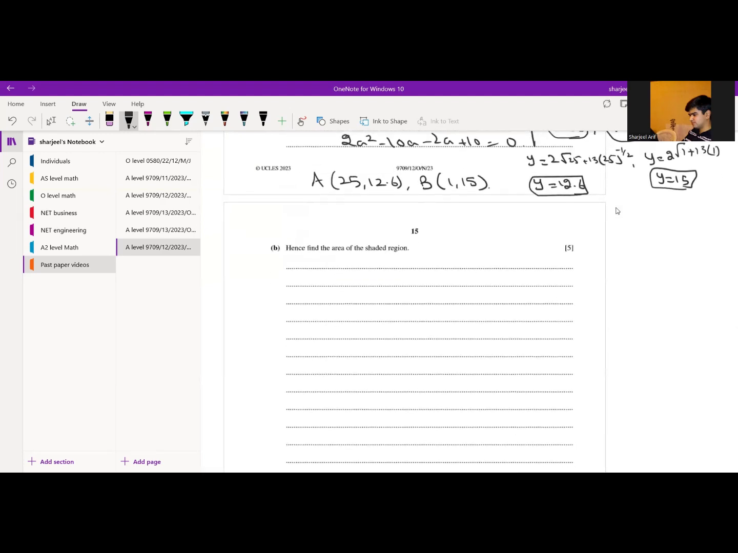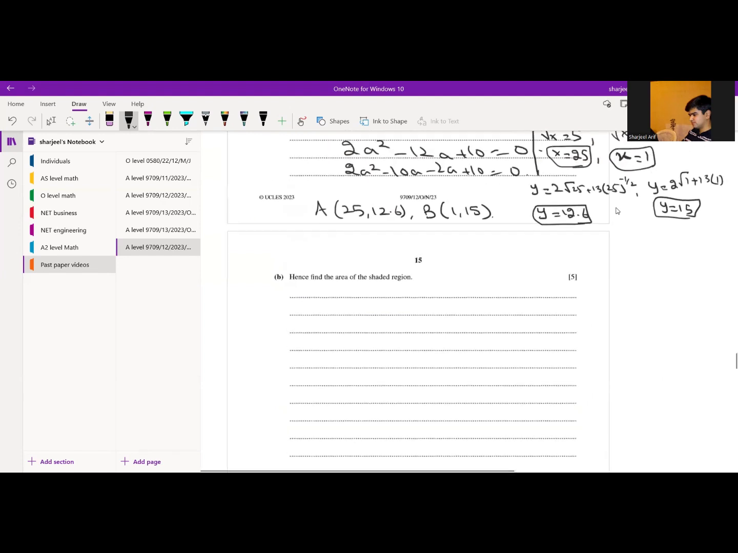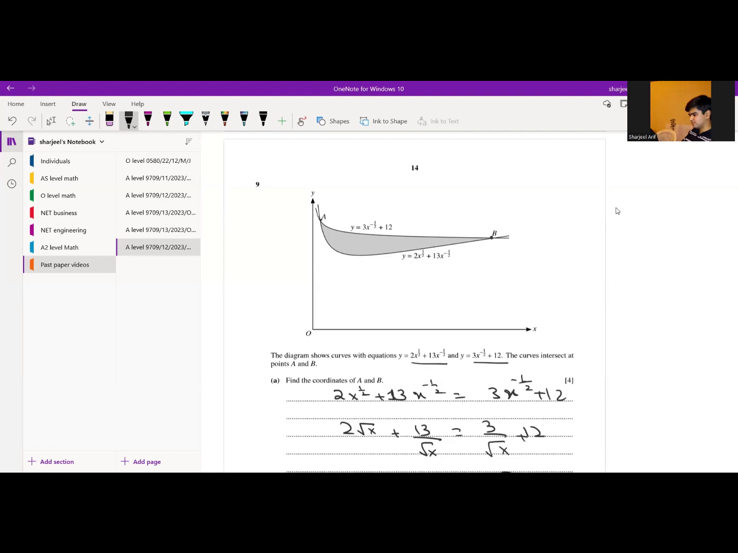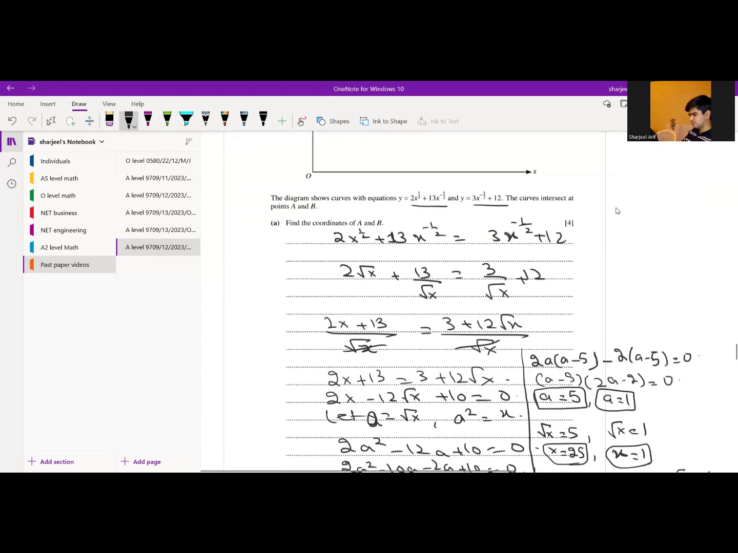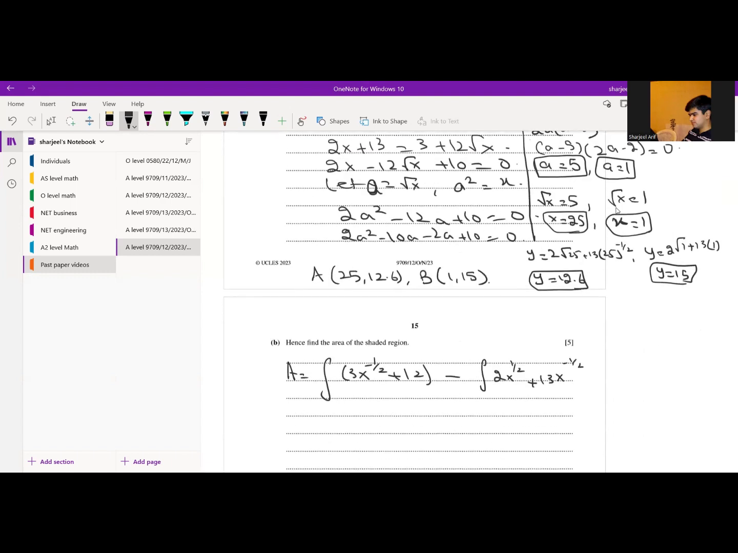So now for part b, we have to find the area of the shaded region. So we will integrate the above equation and we will deduct the integration of the second equation from it. So area will be the integral of 3x power minus 1 by 2 plus 12 minus the integration of 2x power 1 by 2 plus 13x power minus 1 by 2. And it's a definite integral, and we will take the coordinates of a and b for the limits because the shaded region is between these two points.